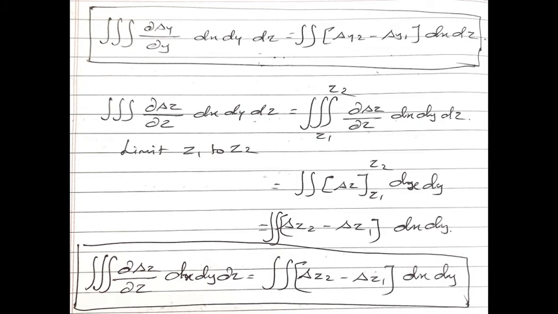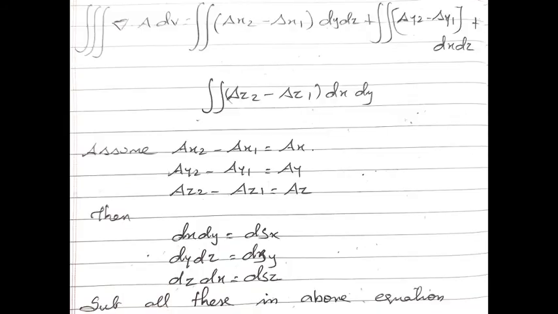The same step is proceeded for the third term. So we have to integrate the third term with respect to z. I am assuming the limit as z1 to z2. So finally the answer will be the double integral of (az2 minus az1) dx dy. So we have found the derivation for all the terms based on individual integration.